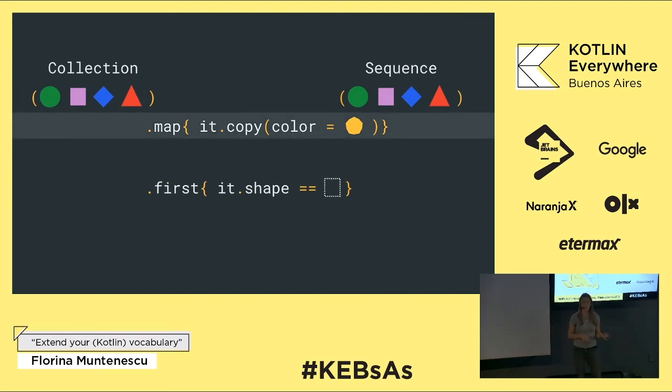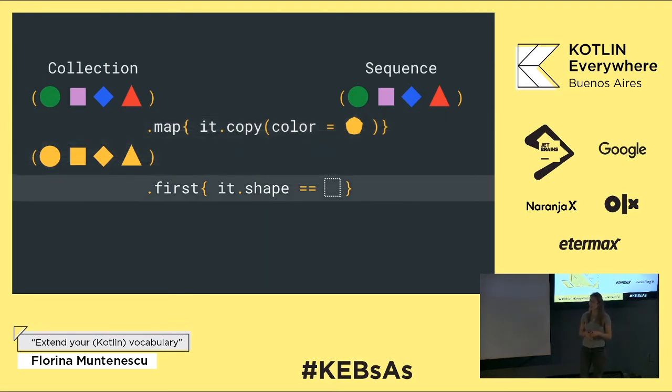So, in the collections, map is triggered. When map is called, then the entire collection is copied, and the color is applied on it. And then, when first is called, it's going to take the first element of the collection. We'll check, is this a square? It's not. It goes to the next one. Is this a square? Yes, we're done.